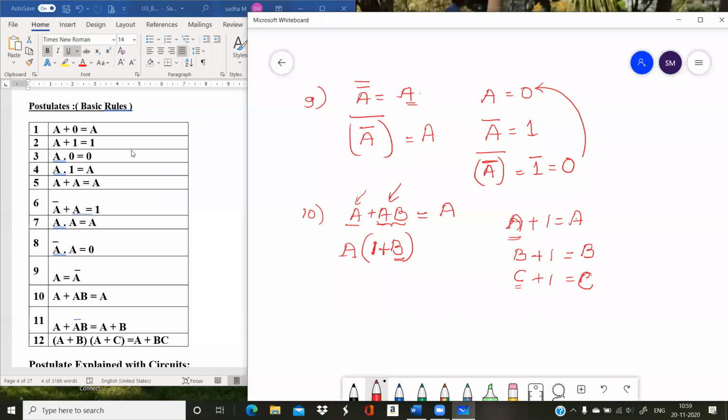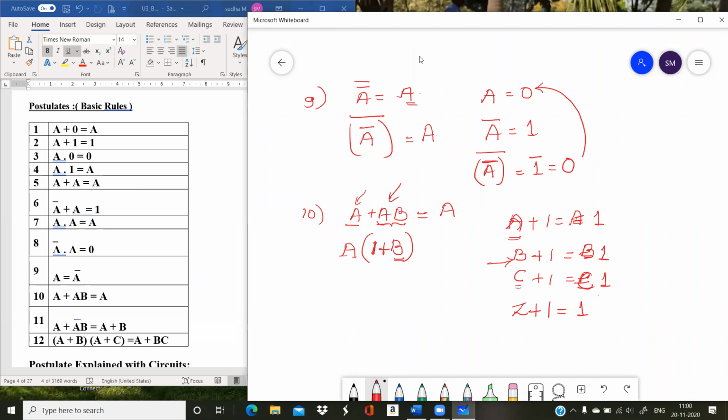A plus 1 is equal to 1. B plus 1 is equal to 1. C plus 1 is also equal to 1. Whatever may be the variable value, the output is always equal to 1 only. Even if it is Z plus 1, then also the output is always equal to 1 only.